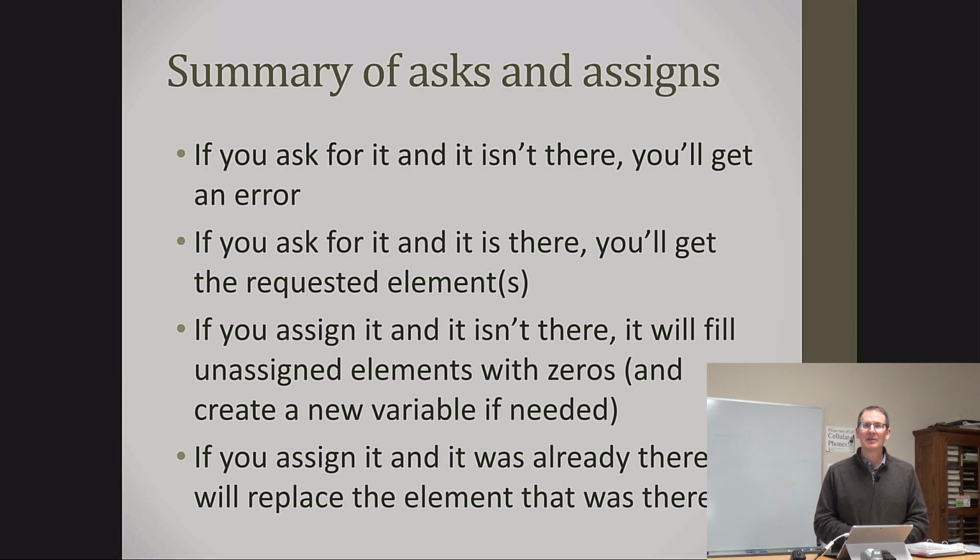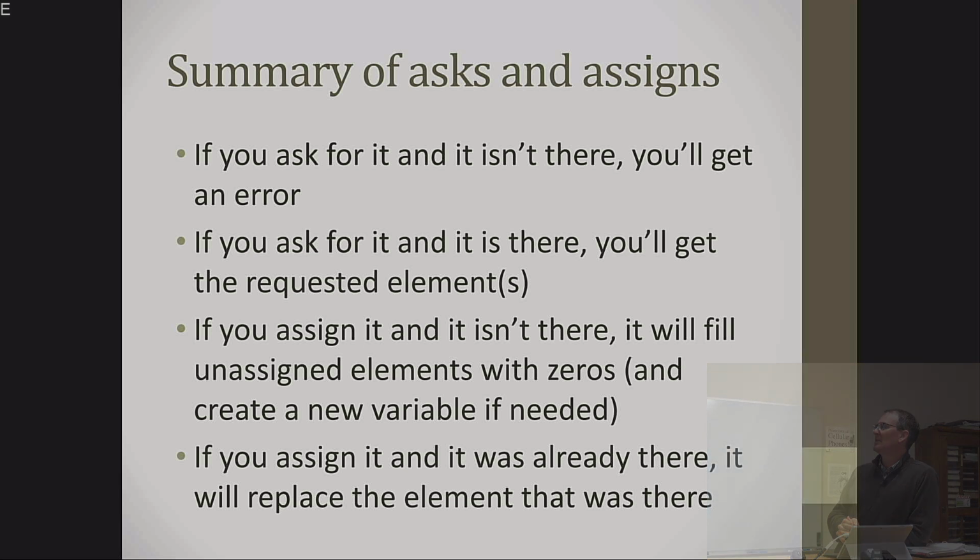So here's the summary of asks and assigns. This is right on your handed out slides. By the way, this is upside down from the way we went through it in time. Ask for it, it's not there, you'll get an error. If you ask for it and it is there, you'll get the elements. If you assign it, it's not there, it will fill the assignment's elements with zeros. It'll create a new variable, number of unicorns on Earth. If you assign it, it was already there, it will replace the element that was there.